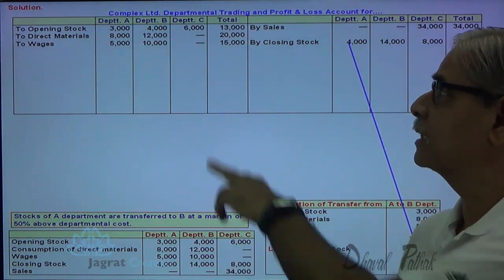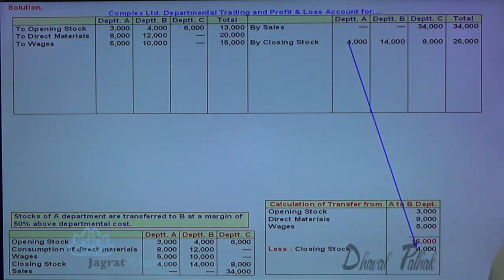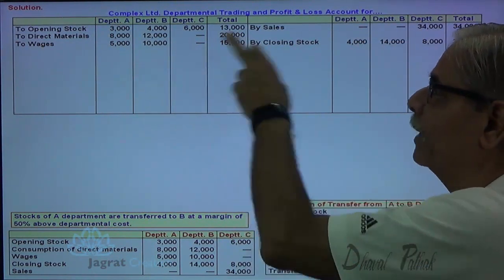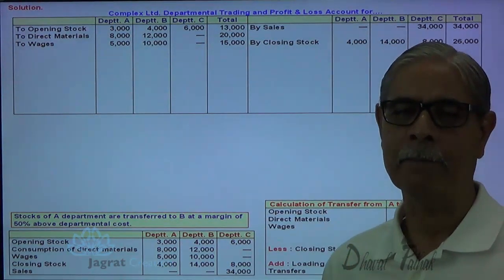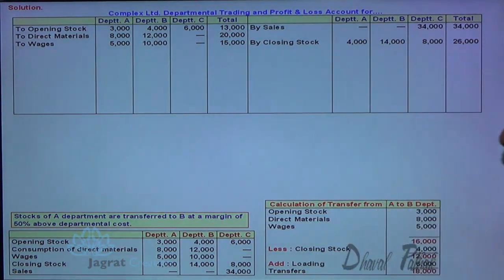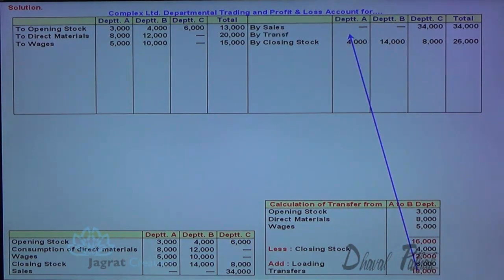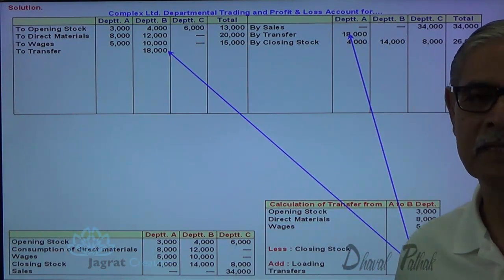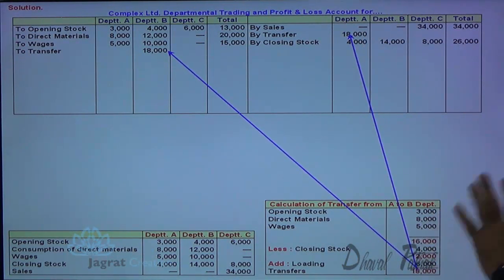If you deduct the closing stock, then you can find out the cost of goods transferred. So this is the total cost available for transfer. Out of it, the closing stock 4,000 means stock that has not been transferred. So transferred is 12,000. 12,000 into 50%, 6,000. So the transfer value is 18,000. Now 18,000 goods are transferred from A to B. B is the receiver, so debit the receiver, department B account debit, department A account credit. This is how the transfer value is worked out. This is an important working note.